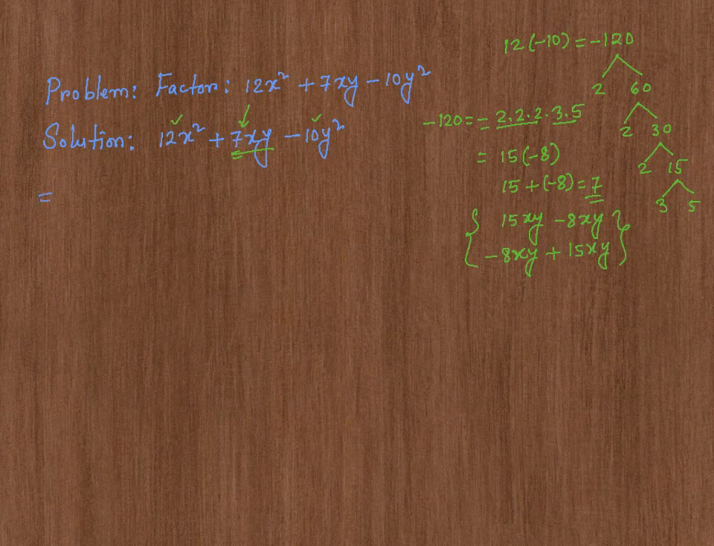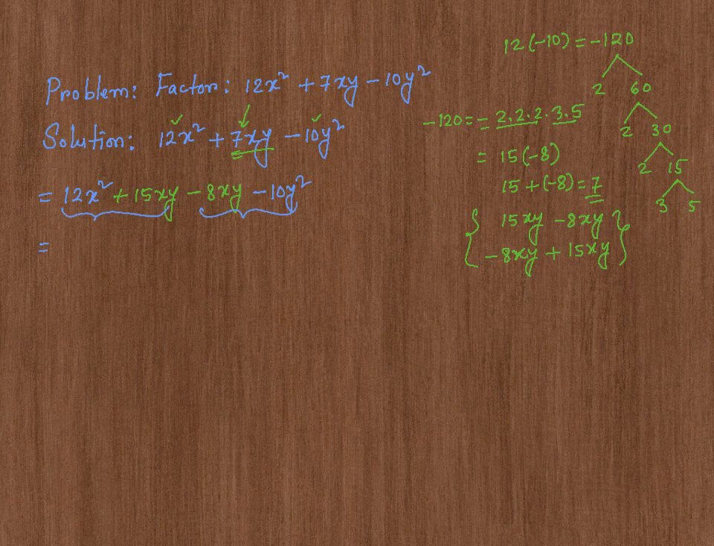If we did that, we are going to get the following: 12x squared, then let me make it 15xy first, then minus 8xy, then I have the last term, which is negative 10y squared. Now from these four terms, I'm going to create groups of two, the first two and the second two.